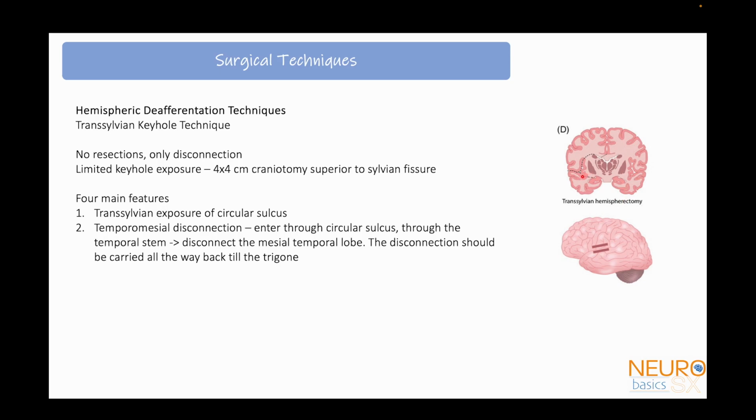You go in, expose the circular sulcus, the superior aspect and the inferior aspect, following which there is a temporomesial disconnection. As you can see this line over here, that is the second step. You'll enter through the circular sulcus and then disconnect this temporal stem. So the entire mesial temporal lobe, from all the way from the front to the back, will be disconnected, and this has to be carried all the way back up till the trigone at least.